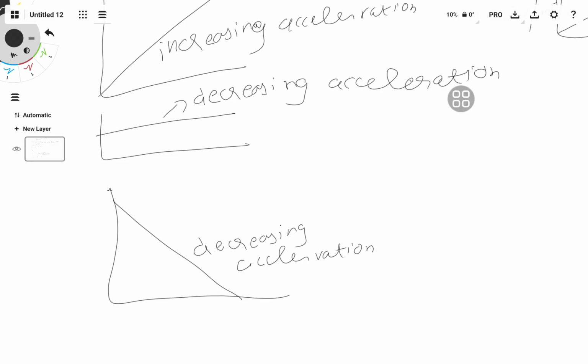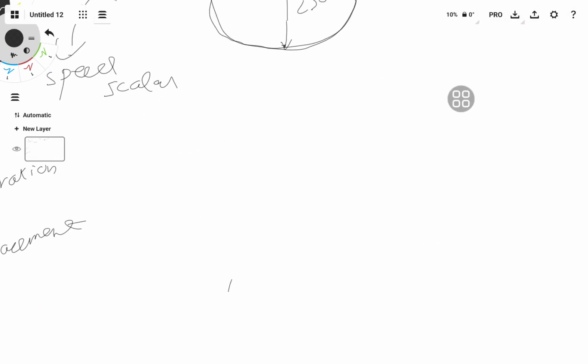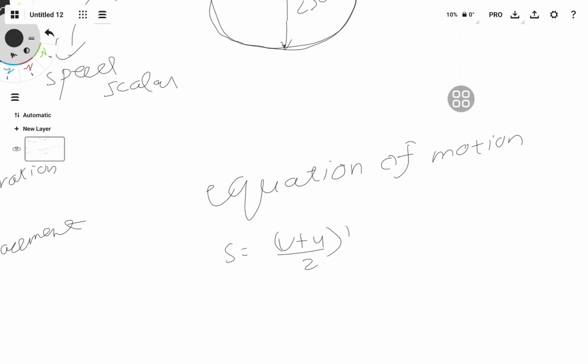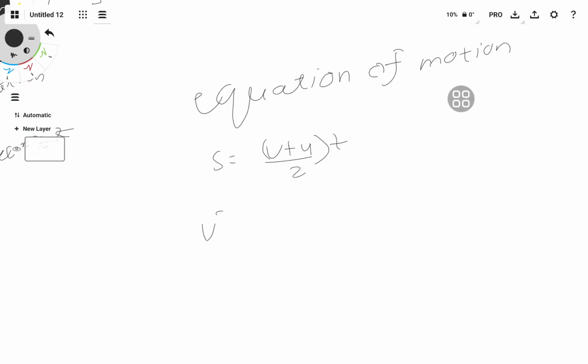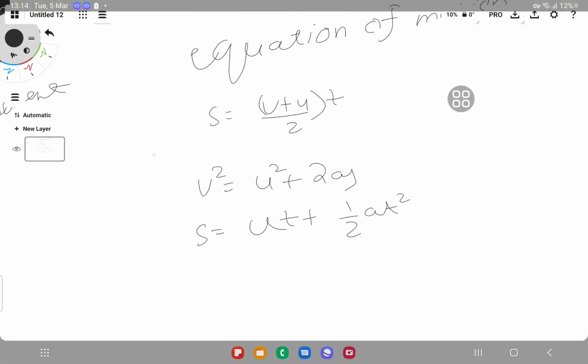So we have this. Next we have the equations of motion. s equals (v plus u) over 2 times t, which is displacement, given by adding initial and final velocity divided by 2, multiplied by time. We have v squared equals u squared plus 2as. We have s equals ut plus 1 over 2 at squared. And we have these three equations here.